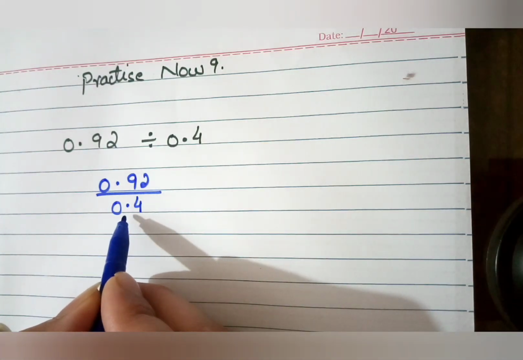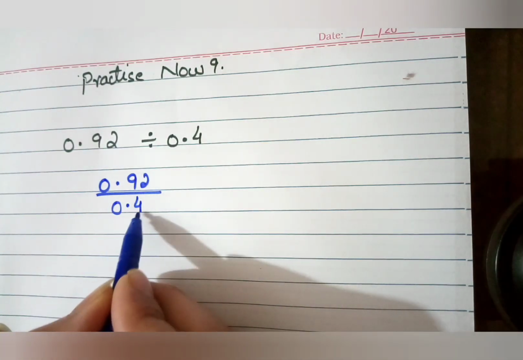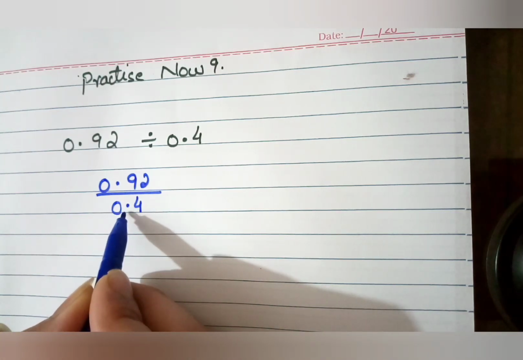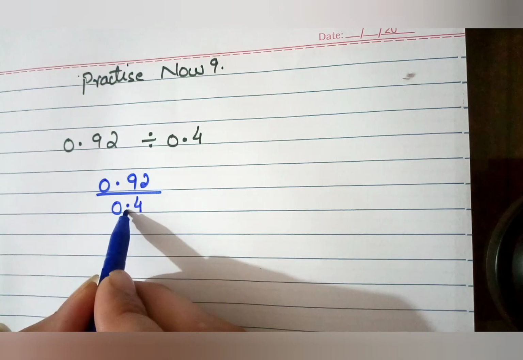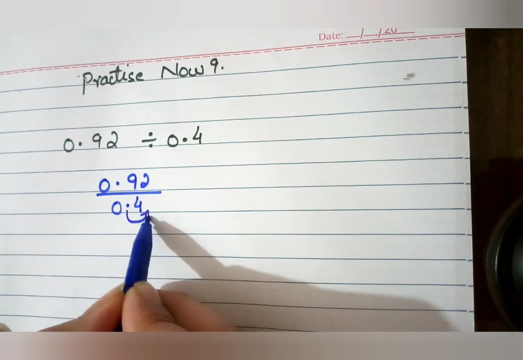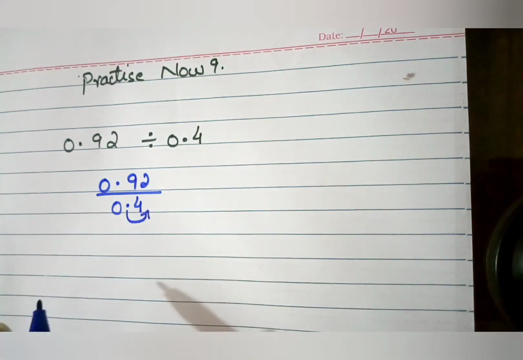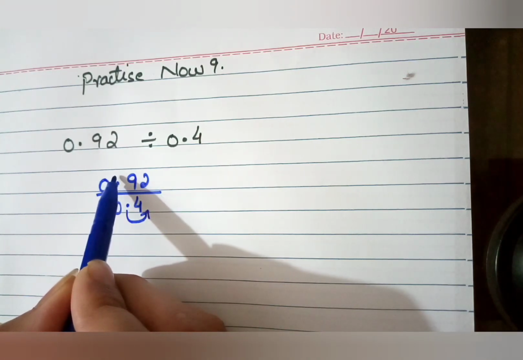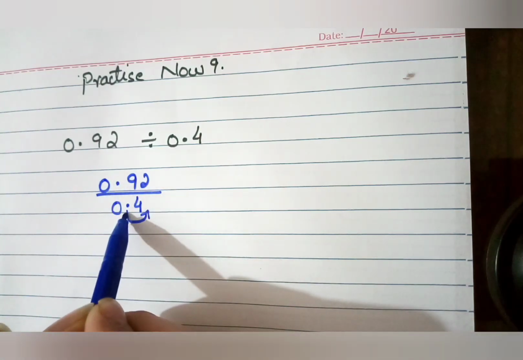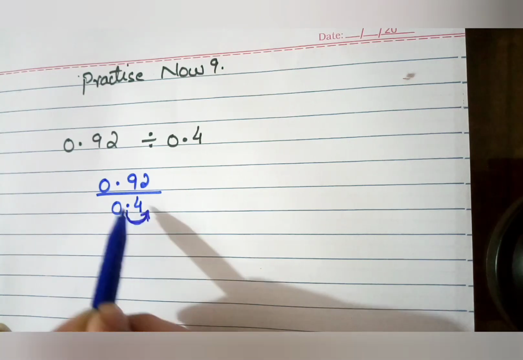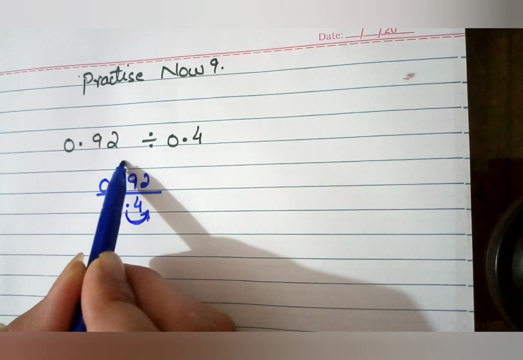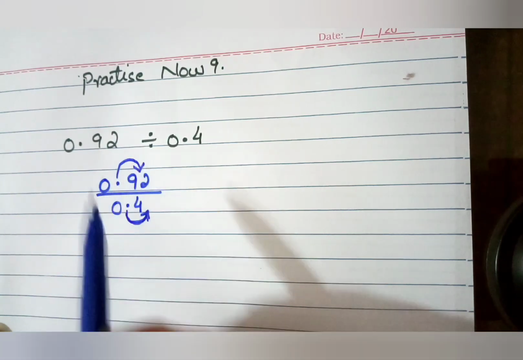Look at your denominator. In the denominator we have only one digit after the decimal point. Shift your point towards the extreme right. How many digits do you jump? Only one digit. Now also shift that number of digits in your numerator. We shifted only one digit in the denominator, so in the numerator we shift the point one digit.